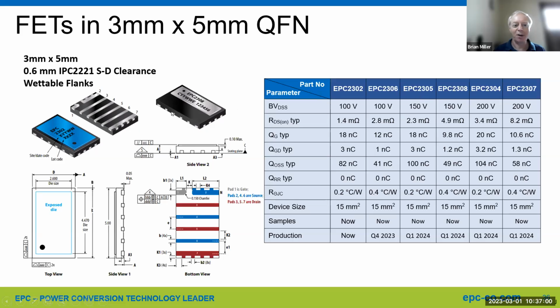The kind of familiar QFN package with the contact that comes around the edge so you can inspect the soldering and so forth. The top has great thermal conduction. As you see over here, it's 0.2 degrees C per watt. It's an exposed die. You get really good conduction out there for heat sinking or heat spreading.